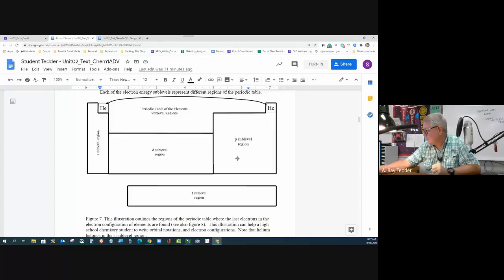Okay, so these elements down in the lower part of the P sublevel region also have D sublevel electrons, but this is called the D sublevel region because it's where we're putting electrons and adding more and more electrons into them as we walk our way up through the elements in the periodic table. And then this is the same thing with the F sublevel region. It's called the F sublevel region because we're adding more and more electrons as we go along this row here. All right?